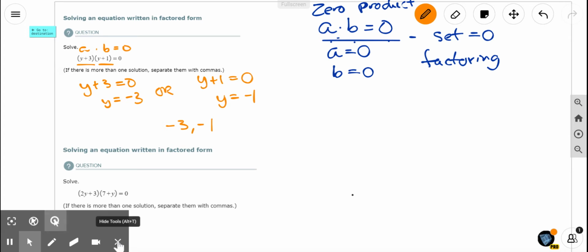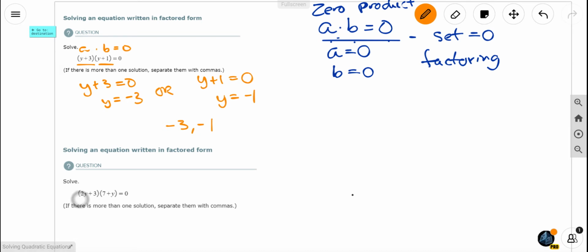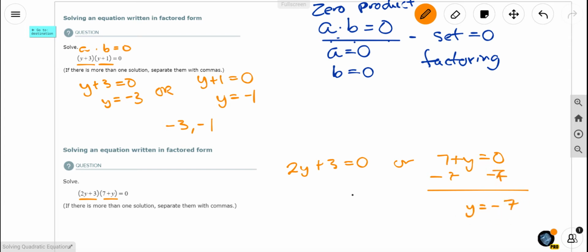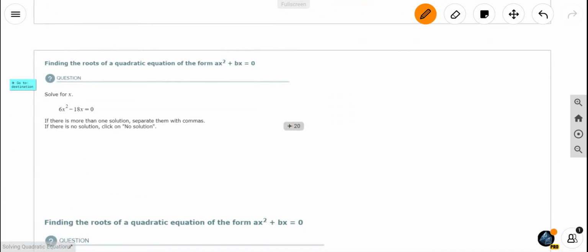All right, take a look at this one. It says this times this equals 0. So we set each of these equal to 0. 2y plus 3 equals 0, or 7 plus y equals 0. And then you solve for y. Subtract 7. If I'm going to show my work, I need to actually draw that line. Sorry. Okay, y is equal to negative 7. And here I'm going to subtract 3 first. Draw my line. 2y equals negative 3. y equals negative 3 halves. Two answers. And that is it. It's pretty simple. They're baby stepping you along the way.